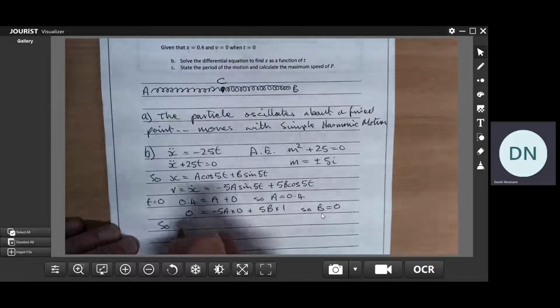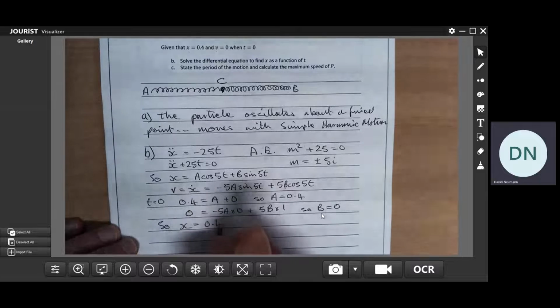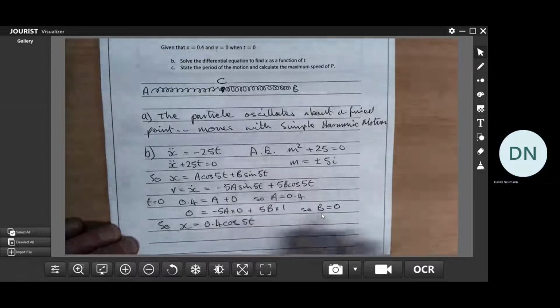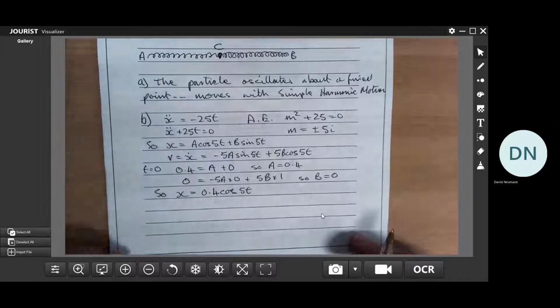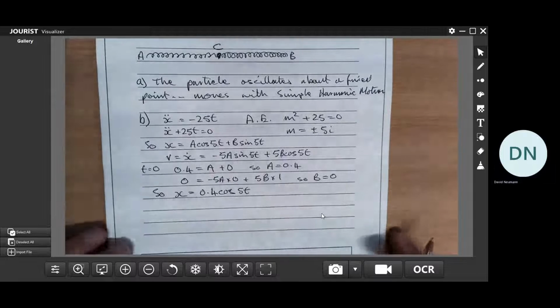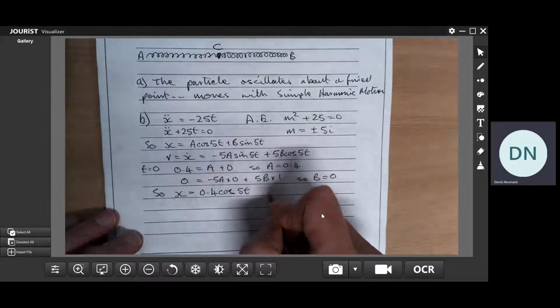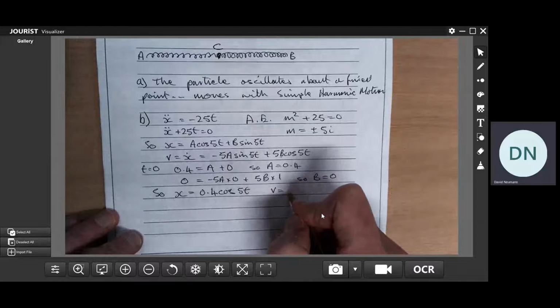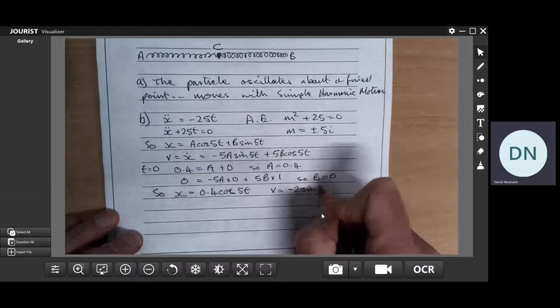So our particular solution is x is equal to 0.4 cos of 5t. And we also have v is equal to minus 2 sine of 5t.